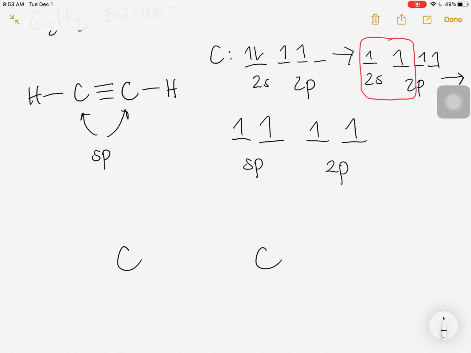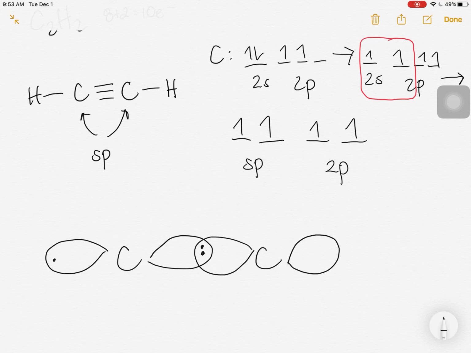So here's my carbon. They each have sp, which comes from 2 electron domains. It's a linear relationship, so I'm going to have 180. Those are my sp orbitals, each has an electron. And here's my other sp orbitals, each has an electron. Can finish the hydrogens pretty easily. Again, they bring in a 1s.